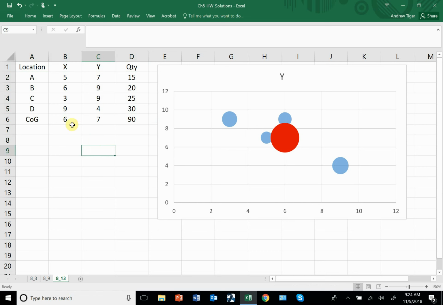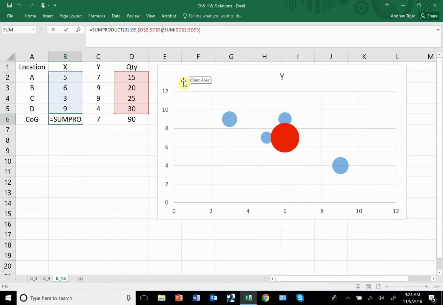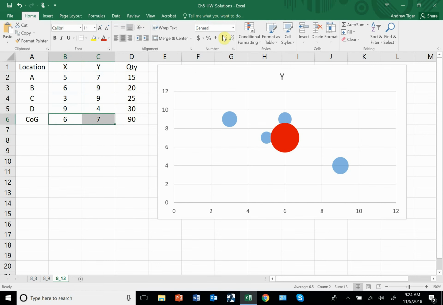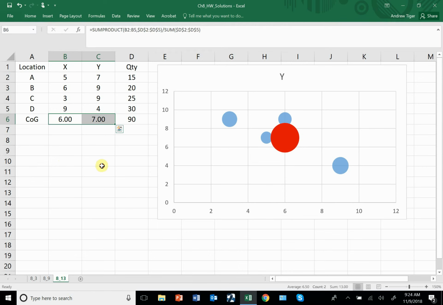So how do we do that? We take these x-coordinates multiplied by these quantities, and then we divide by the total quantity, which is, in this case, 90. So that's a formula. It's a sum product of these and these. That's my numerator, and then divide by the total sum, which is 90. I could have just referenced 90 if I wanted to. That same formula, but now it's the y-coordinates, and that's how these are generated, 6 and 7. They can be real numbers. I don't think in this case they are, but they certainly could be.